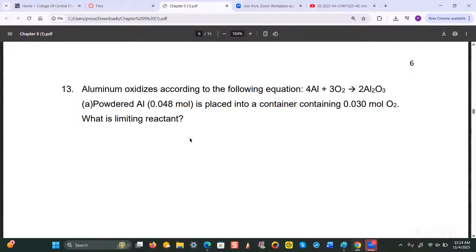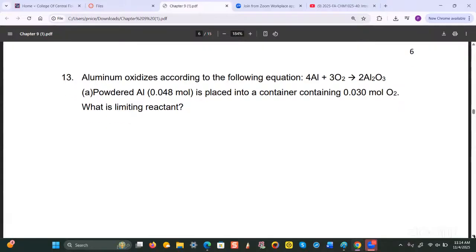It says aluminum is oxidized according to the equation, and it gives you the equation, and it says powdered aluminum, and they give you the amount, is placed in a container containing a certain amount of oxygen. Again, the question is asking, what is the limiting reactant? All right. So based on what we did in the previous example or previous question, how would you guys approach this? You can feel free to look at the example that we just did earlier. How would you do this problem? What's the first thing you'd start off with?